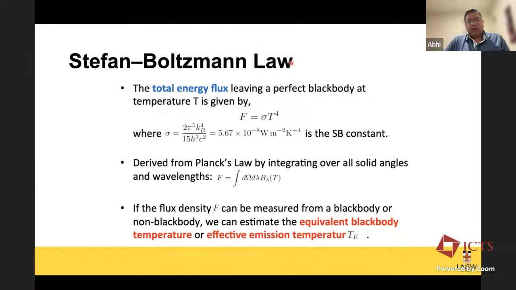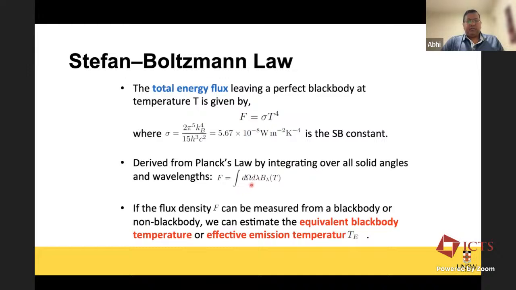Okay, so next, the other important concept is Stefan-Boltzmann's law. Still talking about the black body, the total energy flux leaving a perfect black body at a temperature T is given by sigma T to the power 4, where sigma is given by this expression, the Stefan-Boltzmann constant, also widely used in computing the outgoing longwave radiation in the atmosphere. And this is again derived from Planck's law, by integrating over all solid angles and wavelengths.